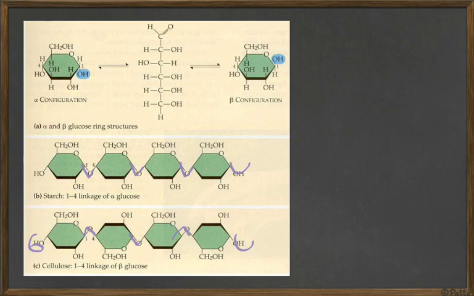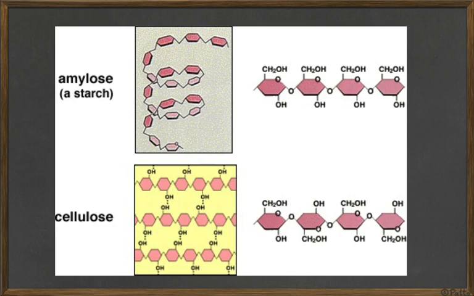In the alpha glucose configuration, both hydroxyls are to the same side, making all down, down, down, and in the beta configuration, the hydroxyls are in opposite directions, making up, down, up, down, up, down. This is the difference between them. So amylose twists all over here, and cellulose goes straight, without twisting.